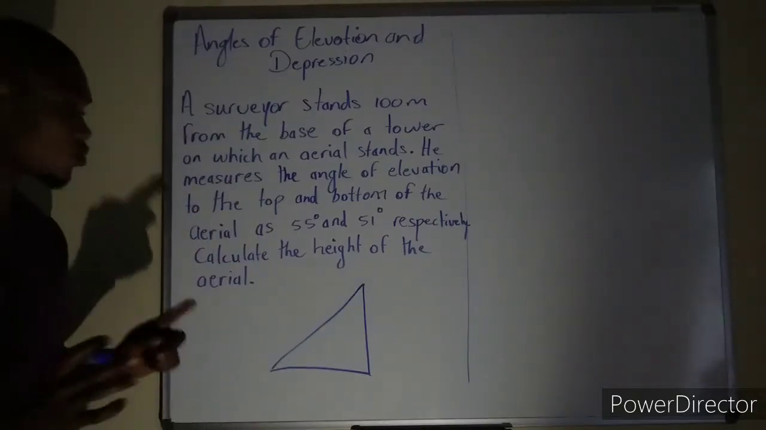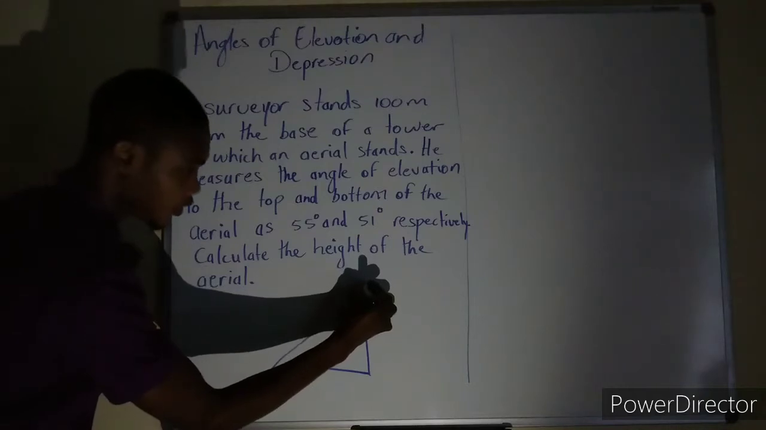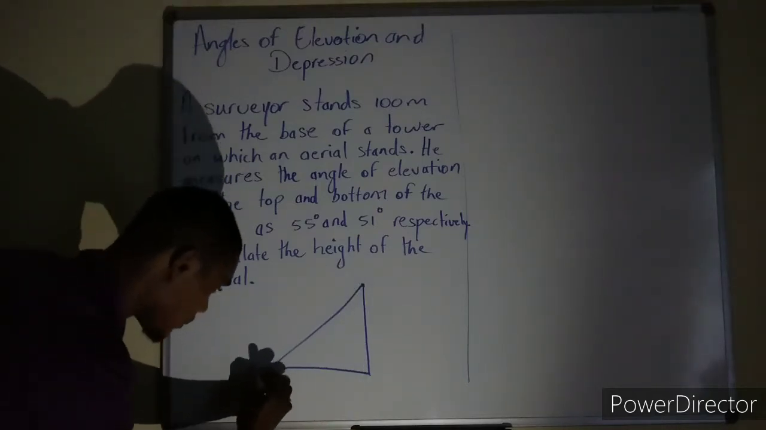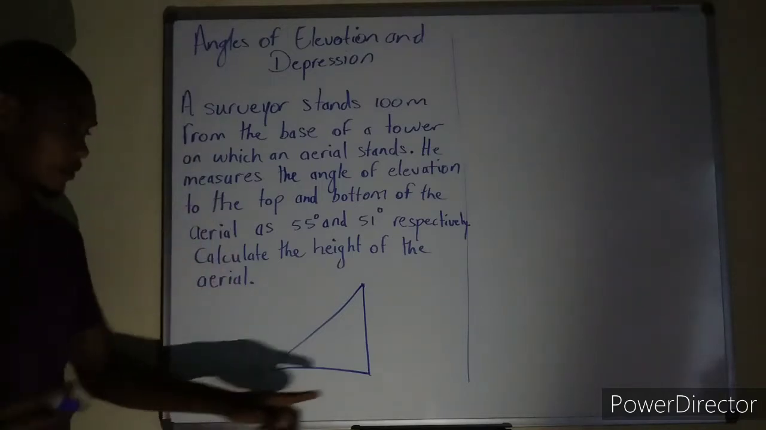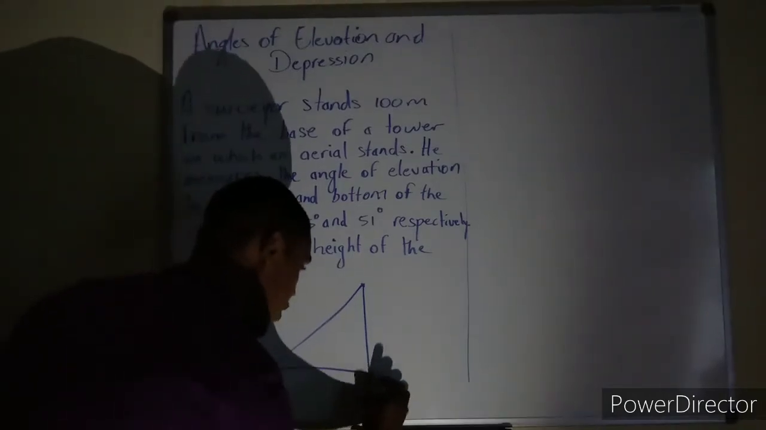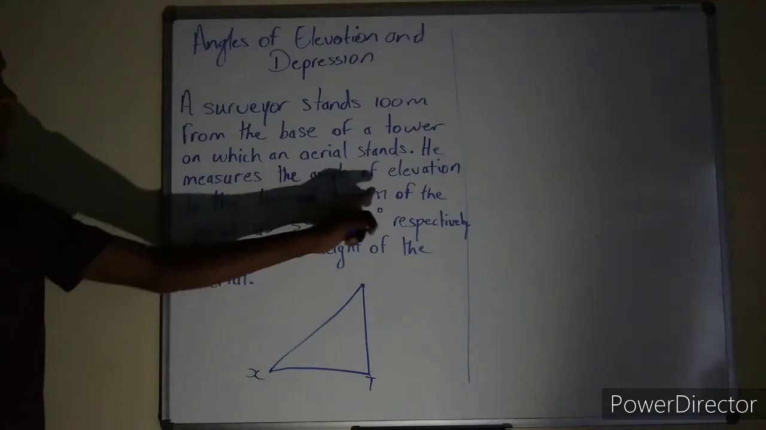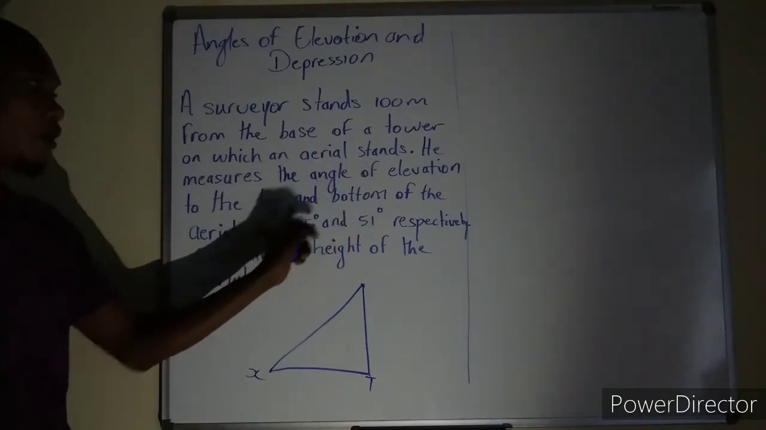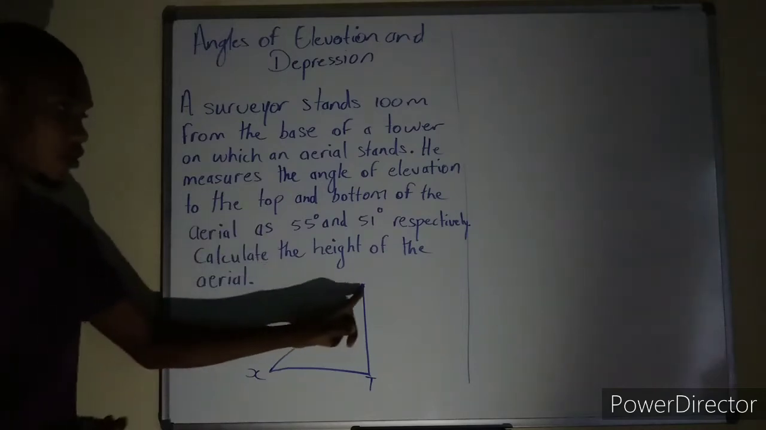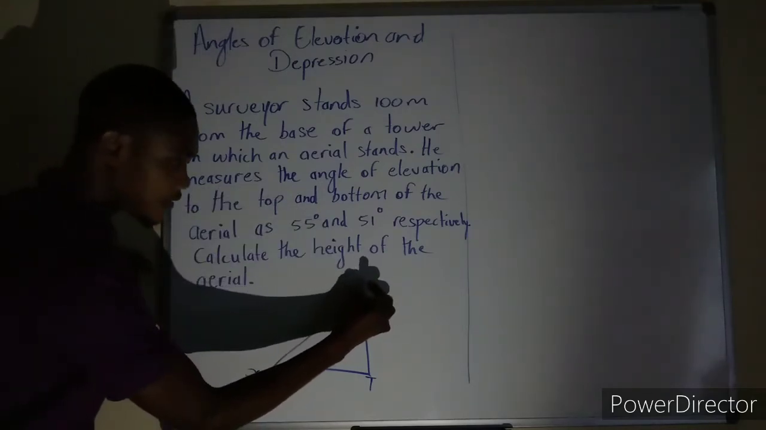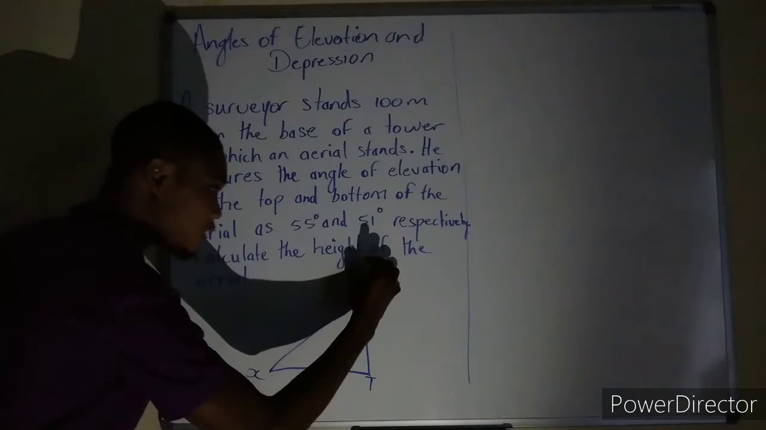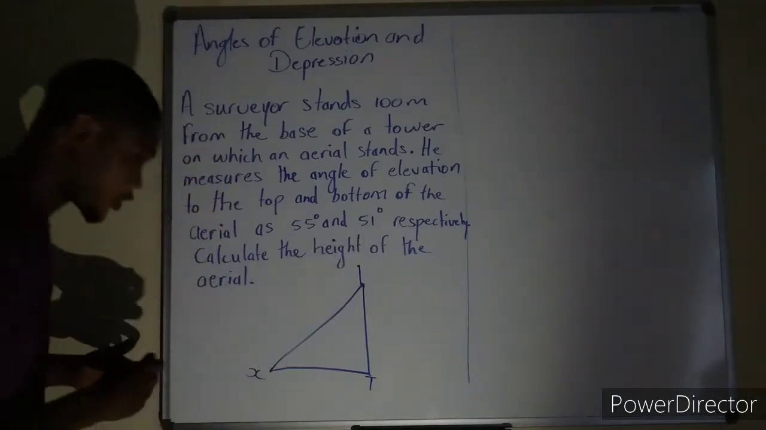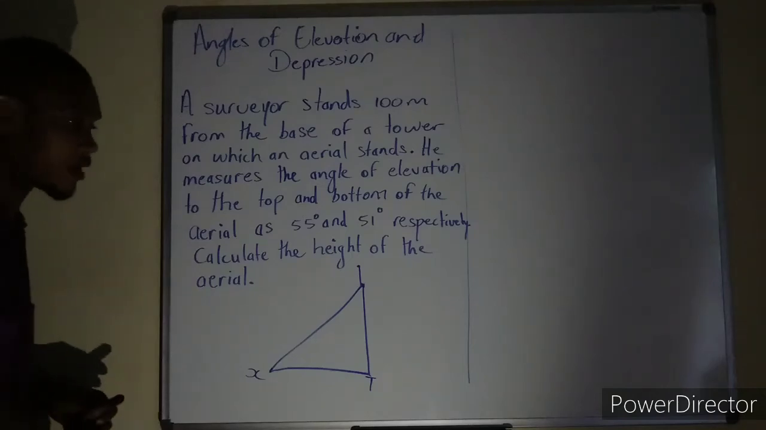Alright, so that's one triangle. So here would be from the tower to the person, the surveyor man. So X is the surveyor and the tower is here. Now it says that the man or the surveyor would have measured from the top and bottom of the area. So this is the aerial on top of the building. So there, and then you'll have another piece up here, and you will just draw your triangle to come right back to where the man is.